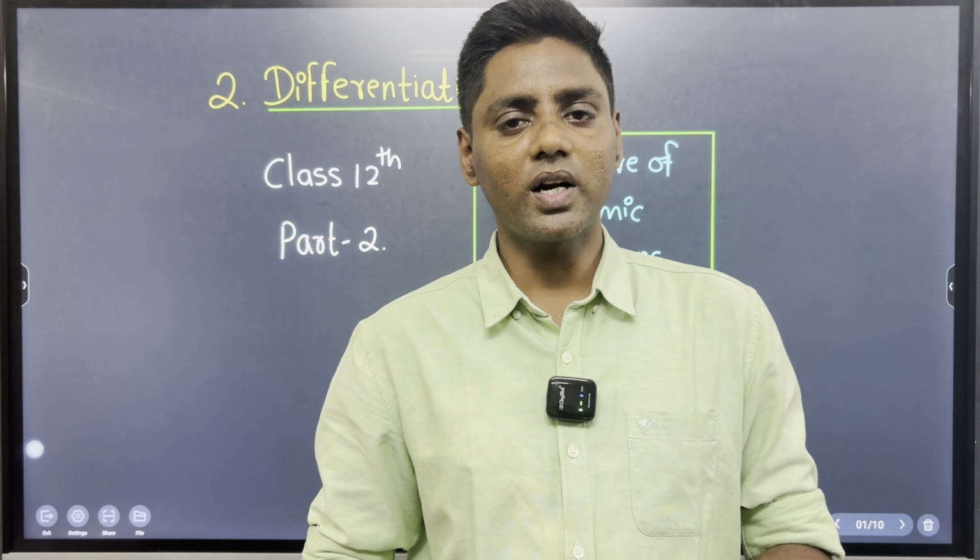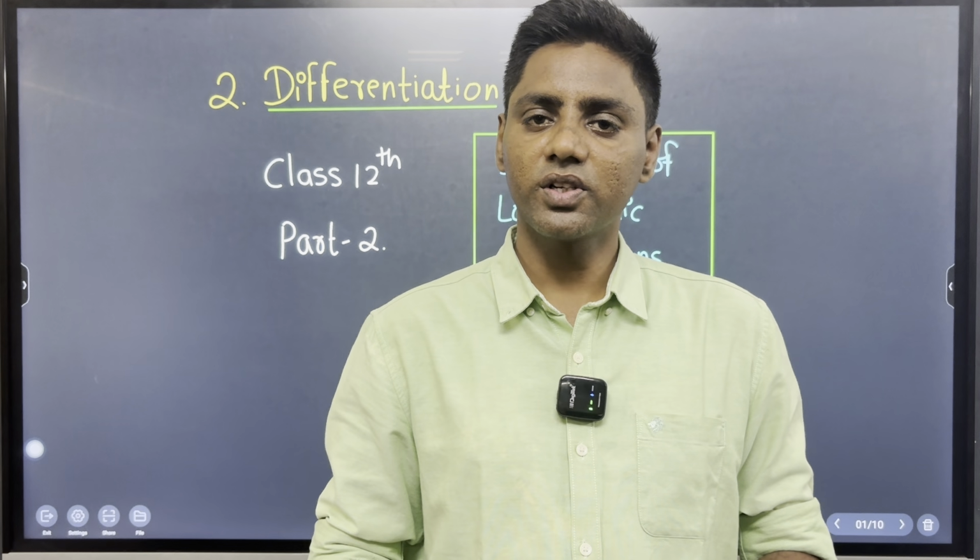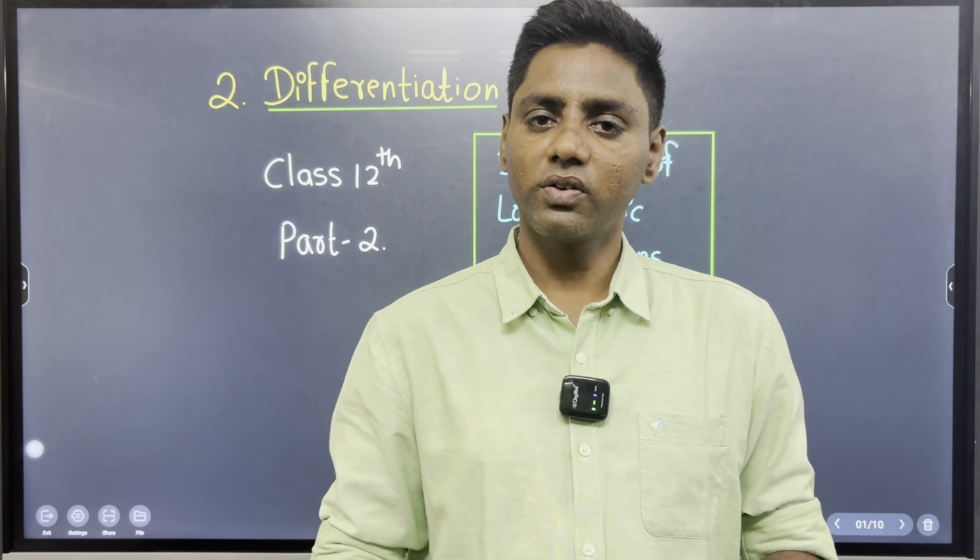Now we have already started the lectures on differentiation. This is the most important chapter in the mathematics class 12 part 2. In this chapter, if you go through the lectures one by one, we have already completed some important parts: the derivative of the multiplication property, the derivative of the division property, and the derivative of a composite function, which we also call the chain rule.